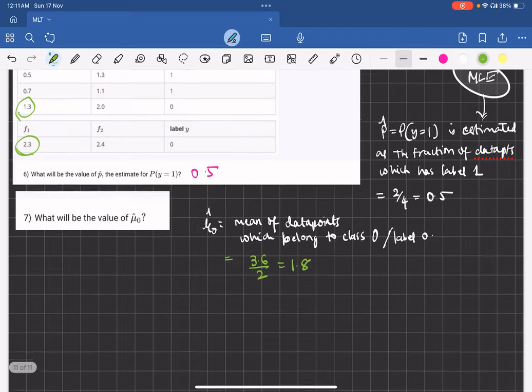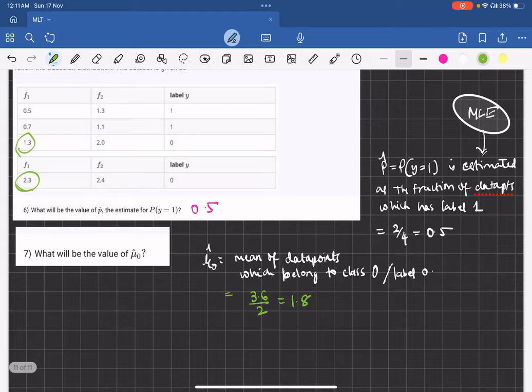Okay, so this is for f1. And for f2 you'll have to take the average of 2.4 and 2, which is 4.4 divided by 2, which is 2.2, and this is f2, right? So the value of mu naught hat will be (1.8, 2.2). Okay, so this is the answer.